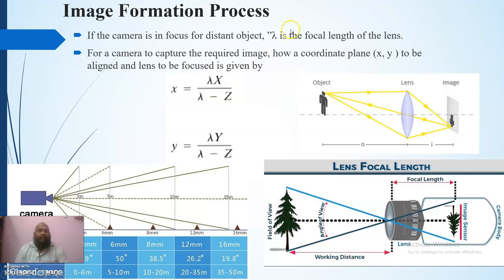Here lambda is called the focal length of the lens. We choose what sort of lens should be used to focus the object, to bring the object within the capturing limit. This can be decided, and based on that we can capture the image. So like this, the geometrical positions of the camera or lens are adjusted, or sometimes if required the object is adjusted, and the image is captured.